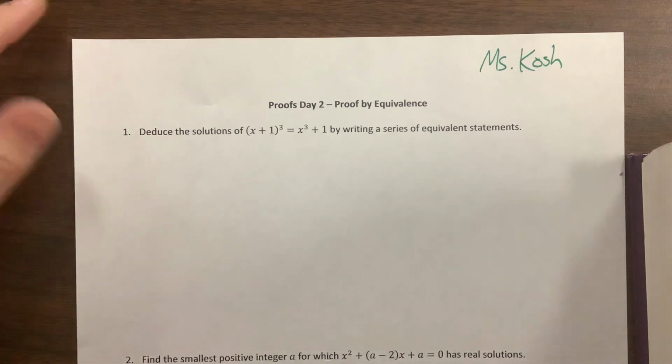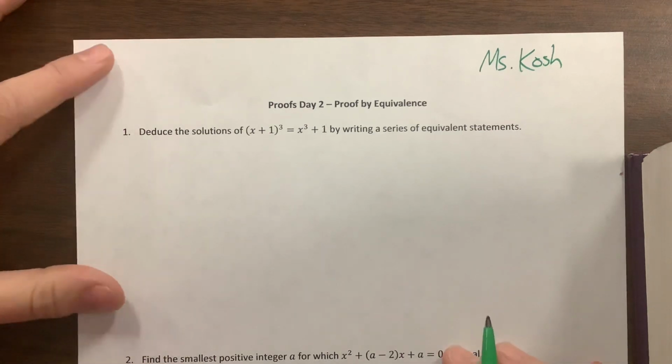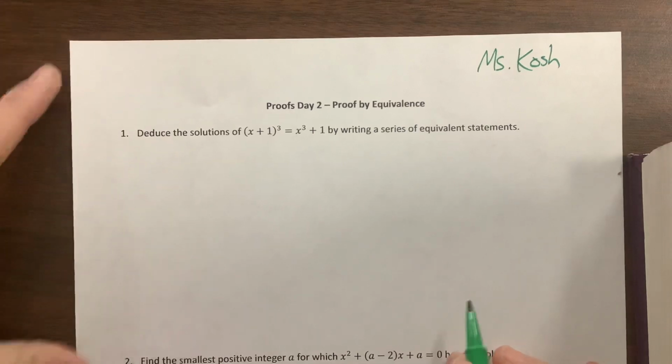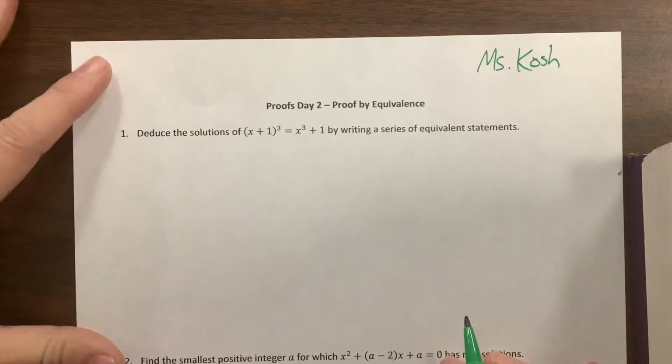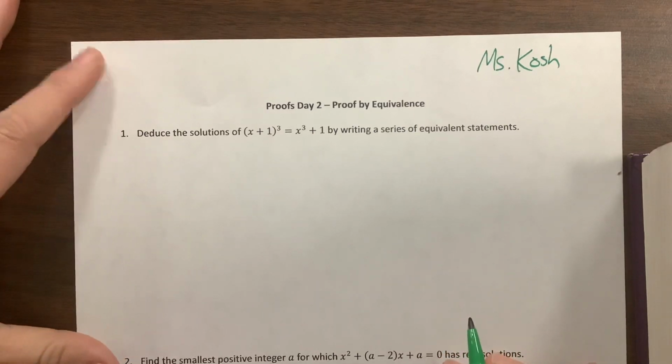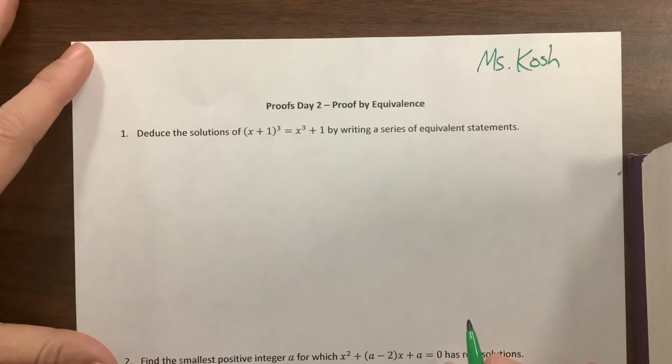This is the second video I'm doing on proofs for IB. This section of the book deals with proof by equivalence. Okay, so the first one was proof by, now I don't remember, deduction?